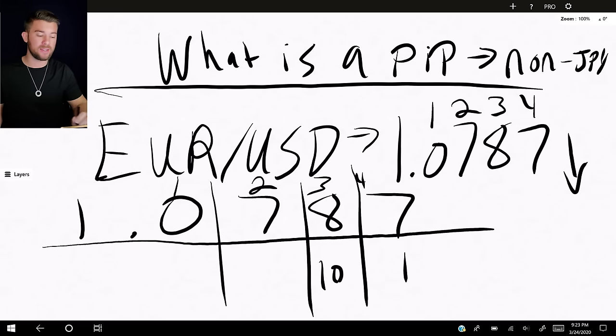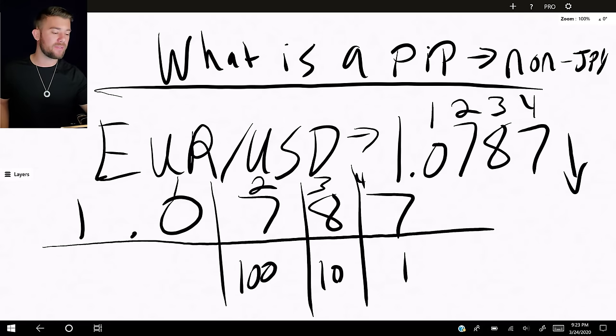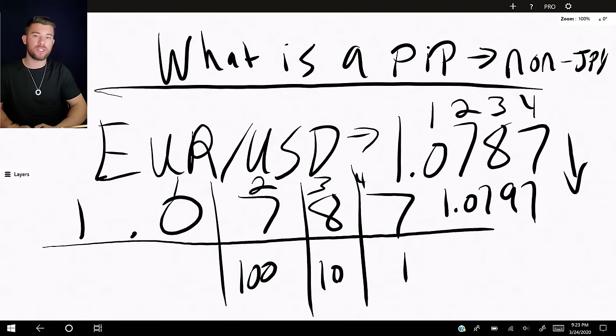This is our tens. Every time an 8 goes up or down, in this specific case, that's going to be tens. And this is our 100s. That makes it so easy to say, okay, if the euro dollar went from 1.0787, what it's at right now, to 1.0797, how much did we move?